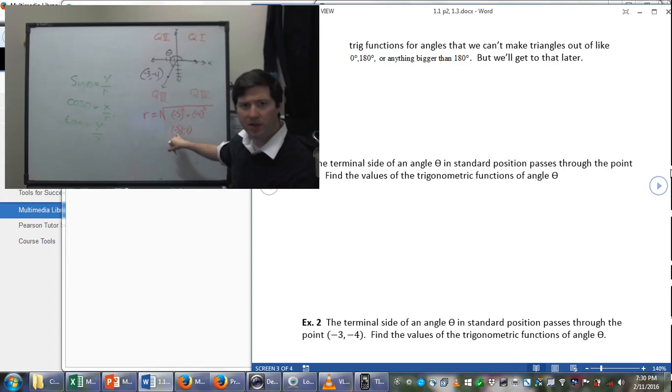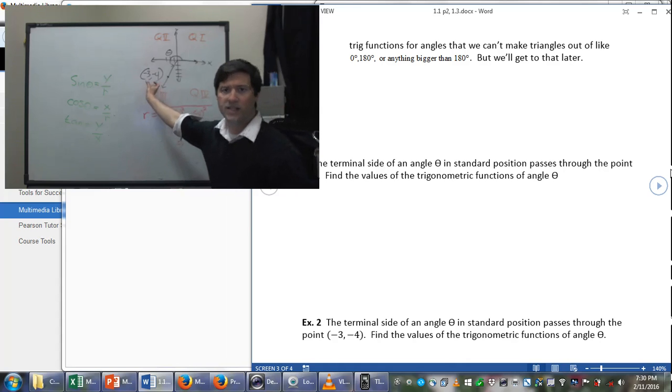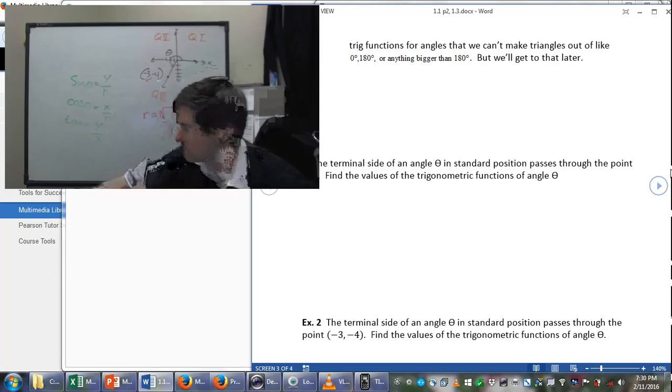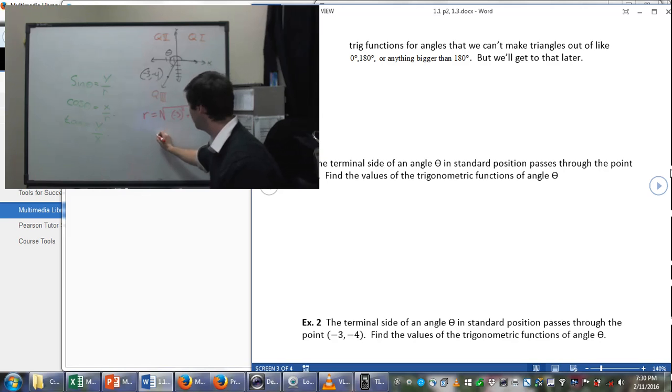And just in case you don't remember your quadrants, I'll go ahead and label those. Quadrant 1, quadrant 2, quadrant 3, quadrant 4. So you notice our quadrants are labeled in the same direction we're moving our angle. It's in the counterclockwise direction, and this is kind of the reason why.